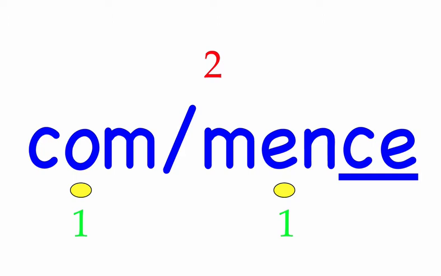Fragile. Fragile. This glass is very fragile. Fragile. Fra has 3 sounds. F, r, a. Gile, 3 sounds. J, I, ul. Fragile. Let's apply the marking procedure.